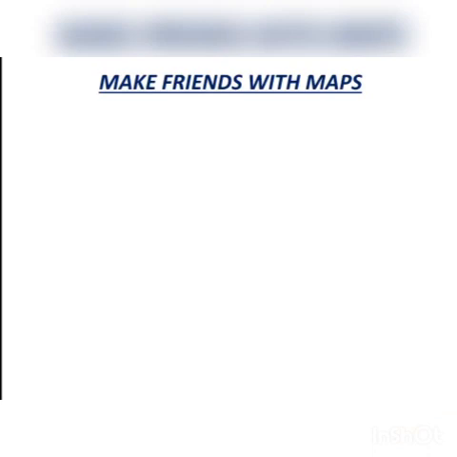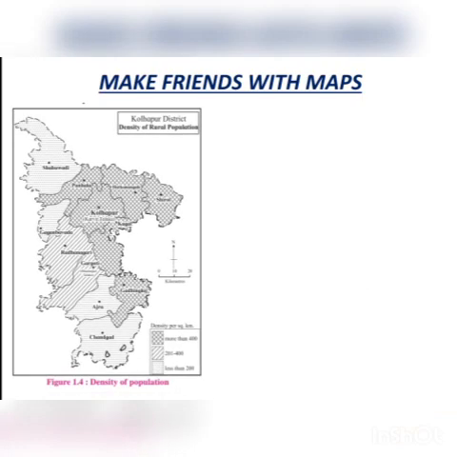Students, we are going to do another activity given on page number 5. You can see in this map black and white patterns are used. It is a Kolhapur district map and shows the density of rural population. You can see the index down. They have made 3 classes.